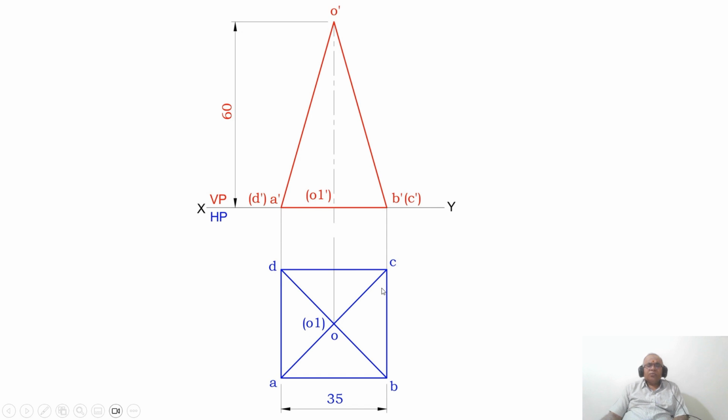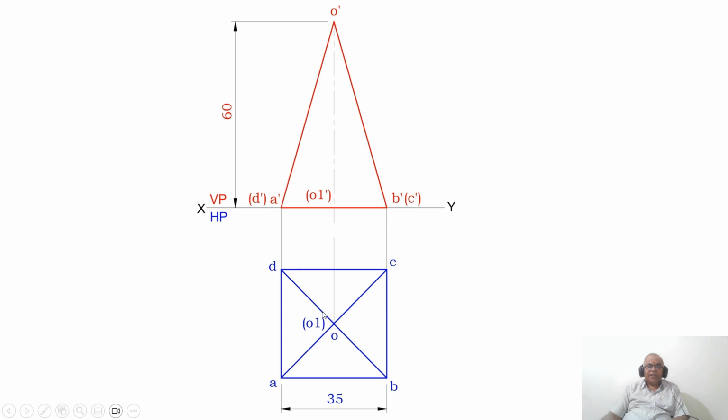So now, how to start this problem? First you draw the XY line and you mark VP and HP. Then you measure 35 mm and draw a square of 35 mm each, and you mark these points as A, B, C, D in the top view. Then join the diagonals AC and BD with the dark lines.